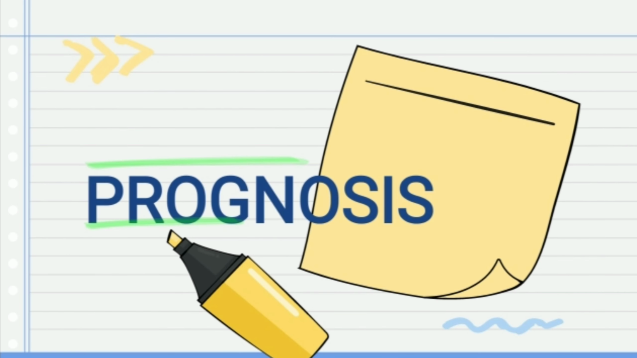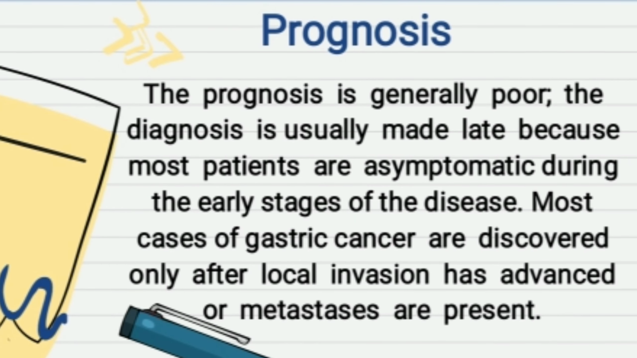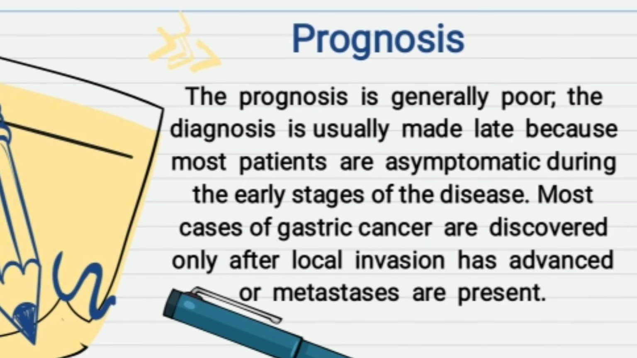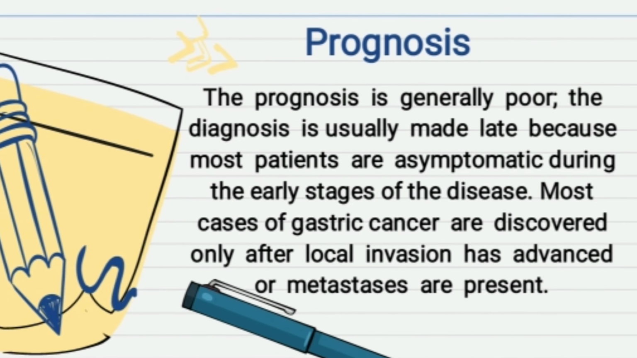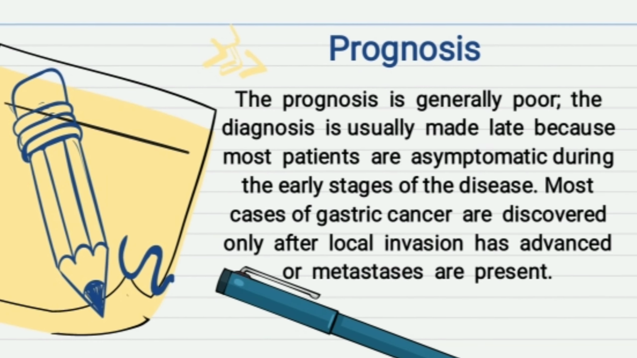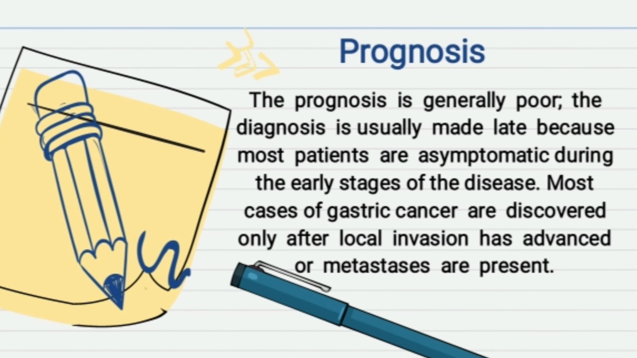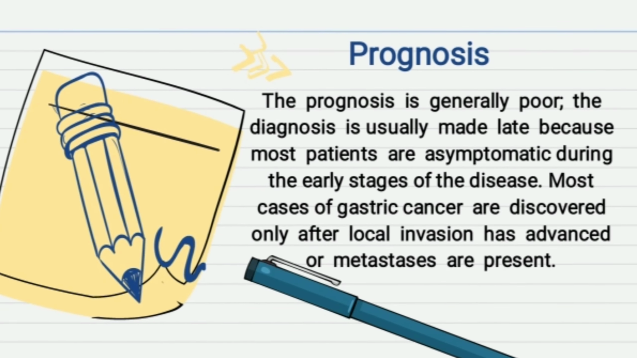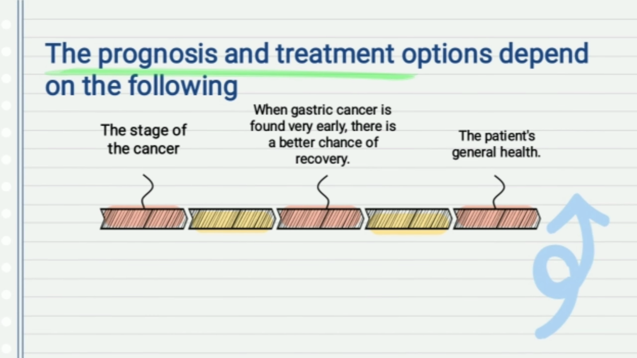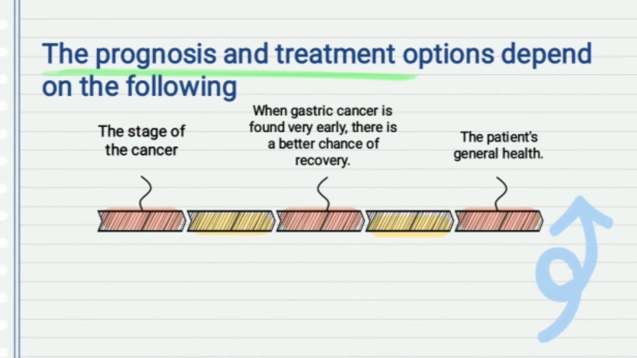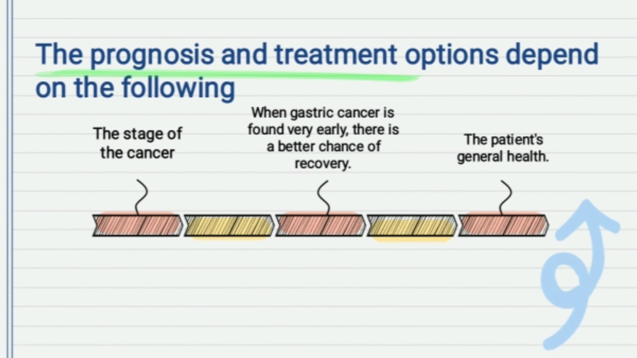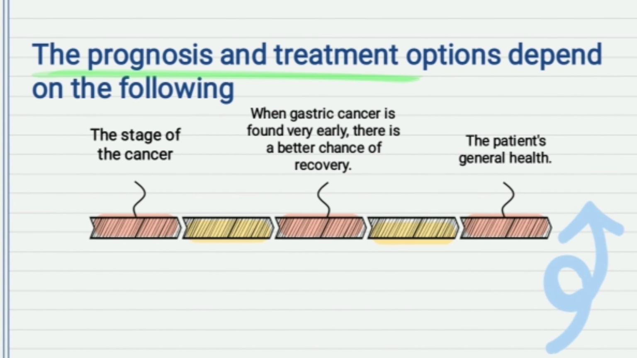What is the prognosis of gastric cancer? The prognosis of gastric cancer is generally poor. The diagnosis is usually made late because most patients are asymptomatic during the early stages of the disease. Most cases of gastric cancer are discovered only after local invasion has advanced or metastases are present. So there are certain factors that affect prognosis or chance of recovery and treatment options. So the prognosis and treatment options depend on the following.